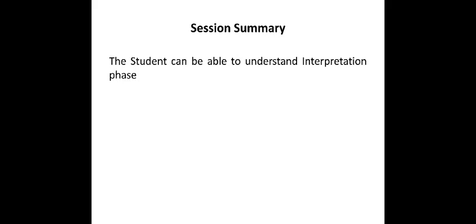So today's summary is that the student should be able to understand the interpretation phase. Dear students, for further reference you can use the book authored by John Donovan, and the title of the book is System Programming.